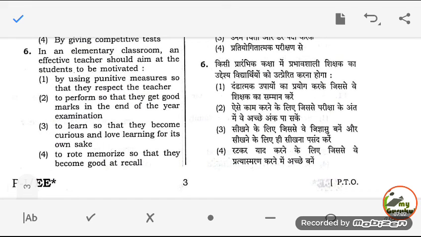Here, the answer is very simple. An effective teacher should aim at the students to be motivated to learn so that they become curious and love to learn new things for its own sake. So, the answer will be, yes, you are right, option number 3.